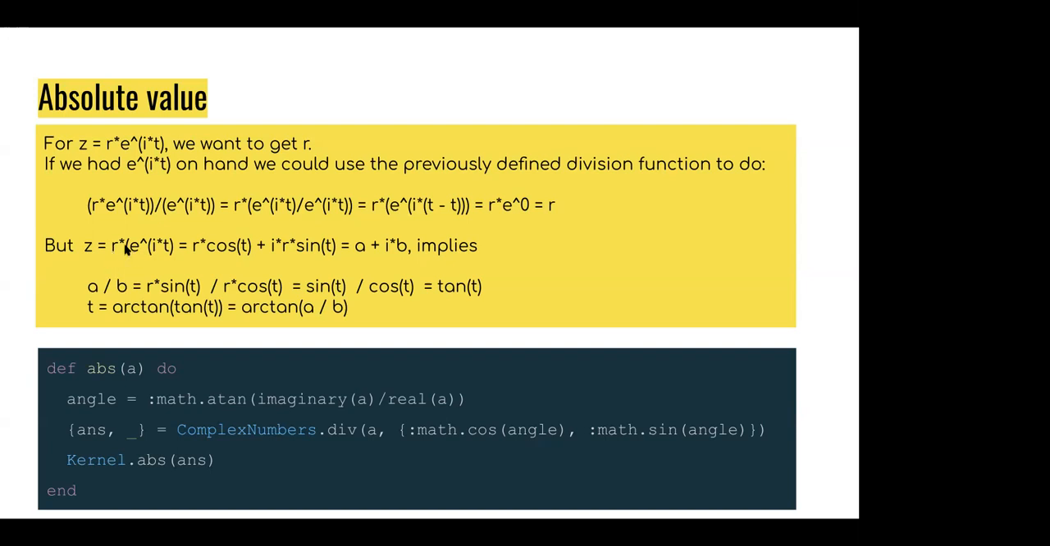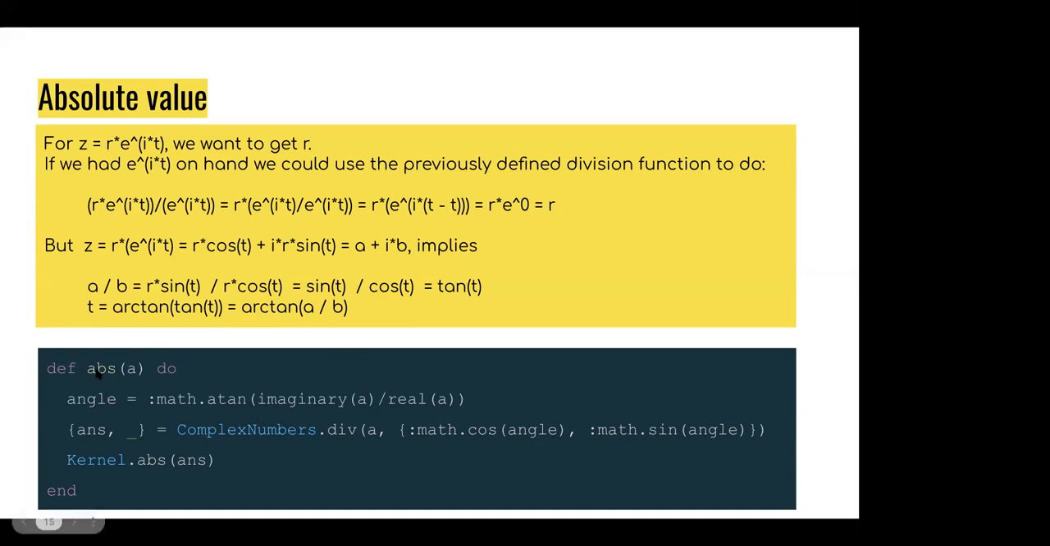Okay, consider again what r e to the it equals. Using Euler's formula, technically not exactly Euler's formula, but related, we're going to have r cos t plus i r sine t. We can use that fact to get a divided by b. So a divided by b ends up equaling sine t divided by cos t, which is the same as tan t. That stands to reason that t equals arctan, the inverse of tan, of a divided by b. And that's what I've ended up doing here.